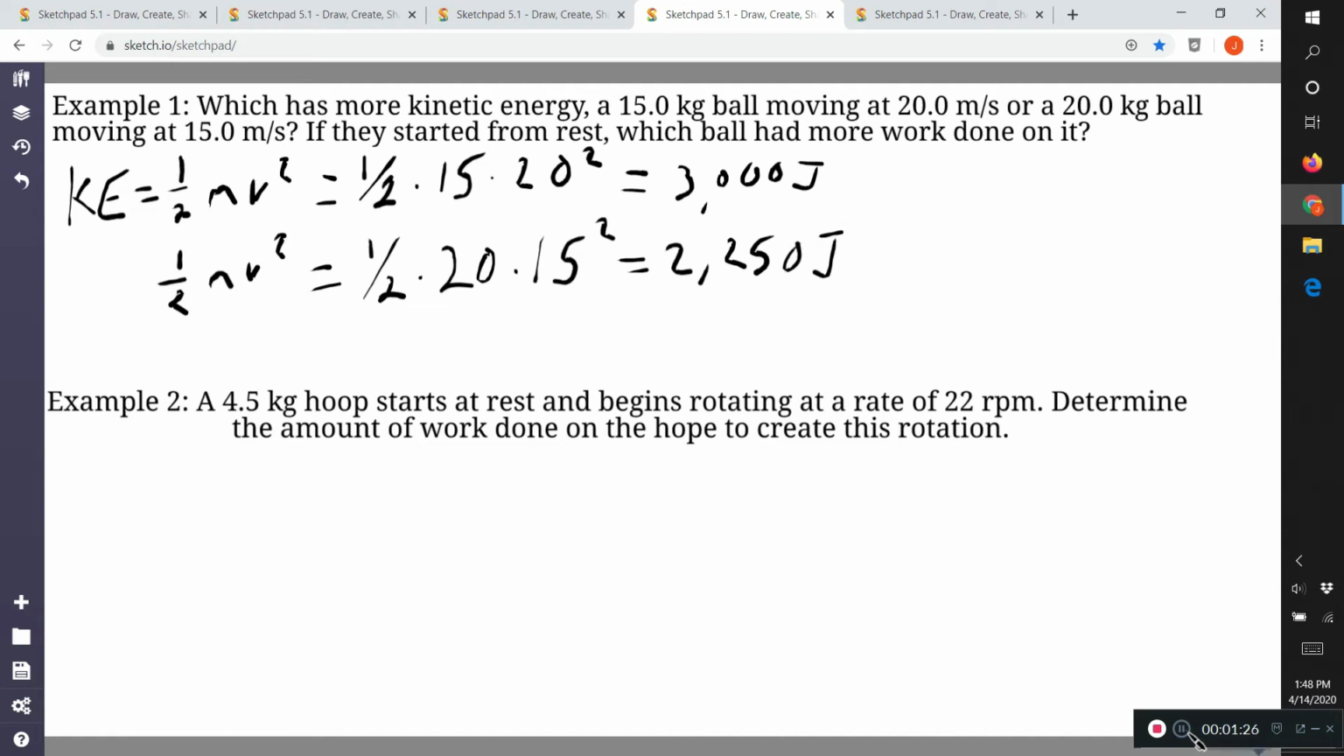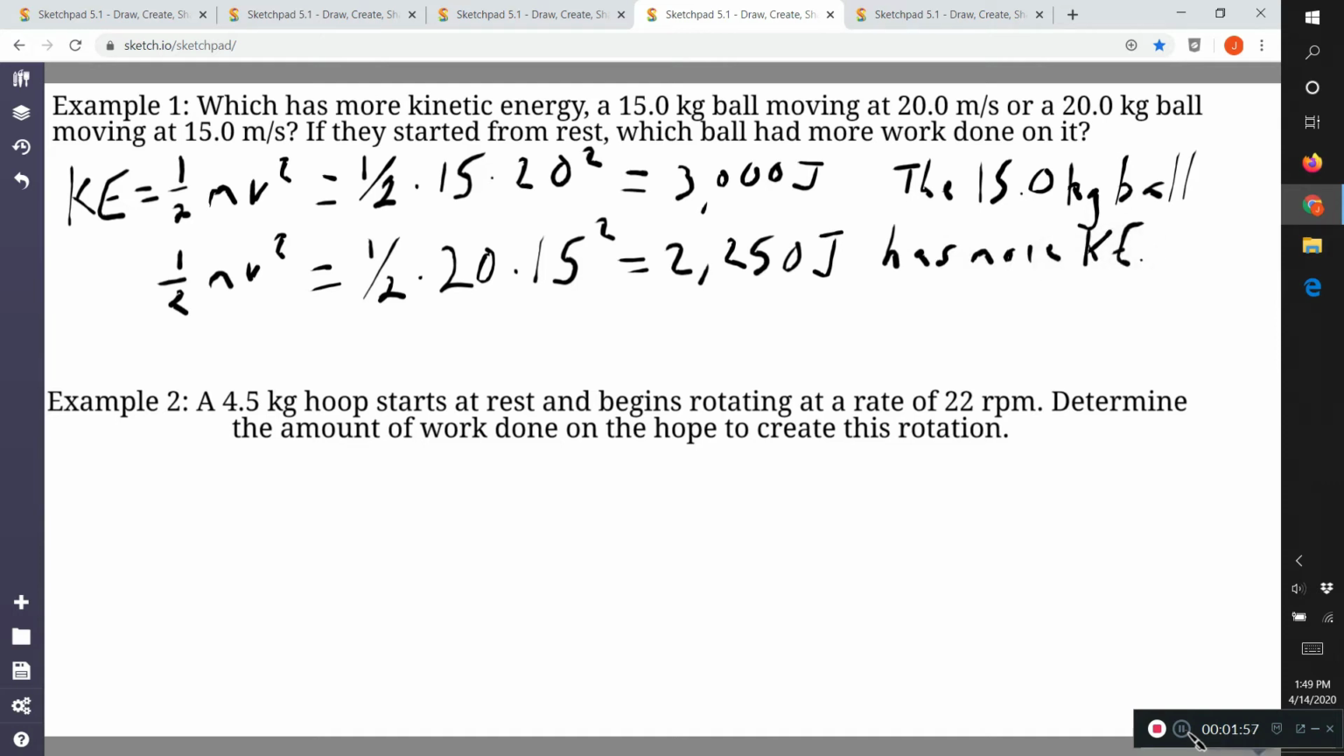So, which one has more kinetic energy? The 15 kilogram ball moving at 20 meters per second, because velocity matters more than mass because we square it. So the 15 kilogram ball has more kinetic energy.